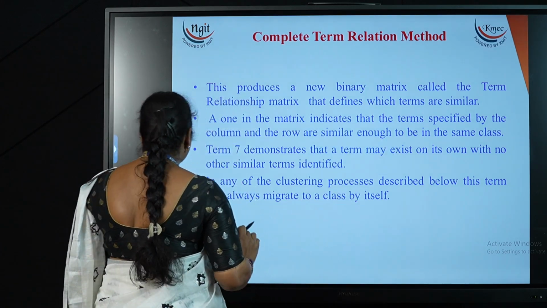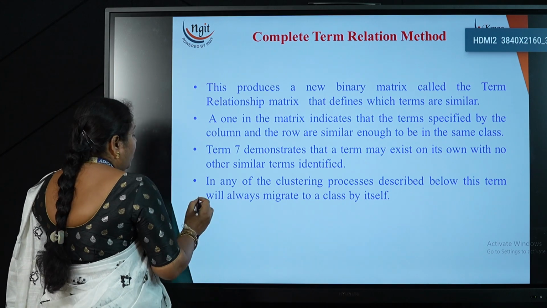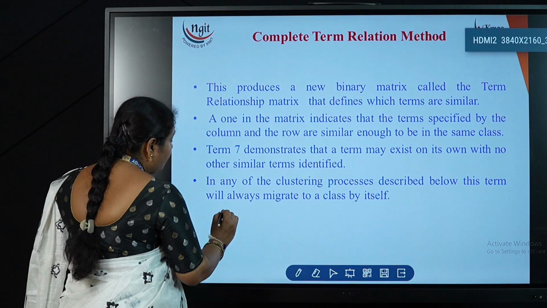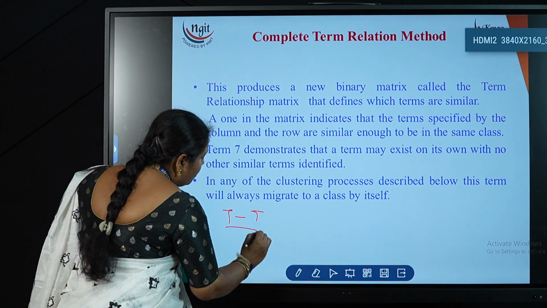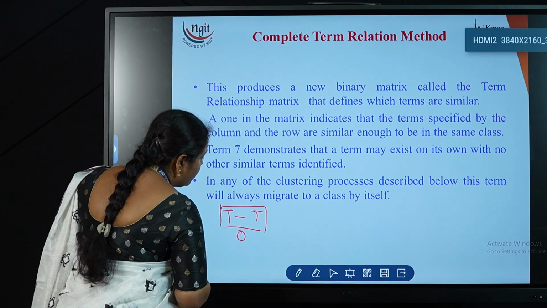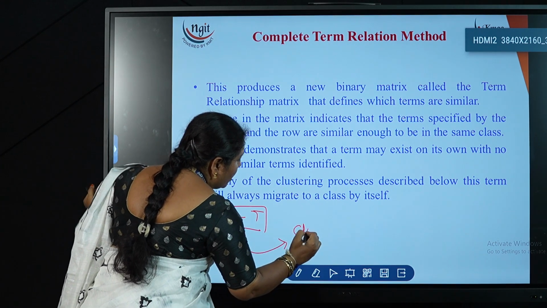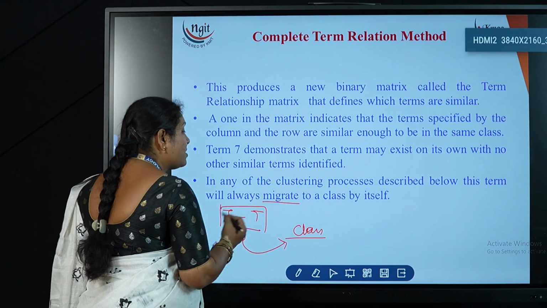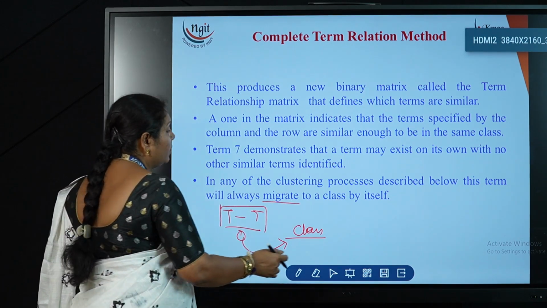What we have to do is, if I am taking two terms, right? If I am taking two terms and the similarity between these two terms is 0, it means I can shift this term to another class. So this we can do. So this can migrate to a class by itself, or we can do it manually.